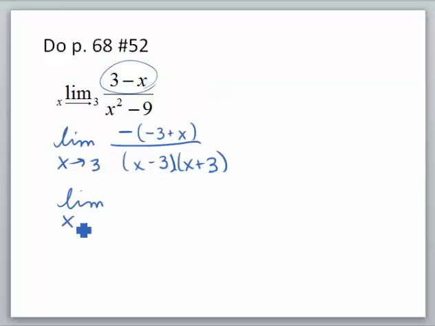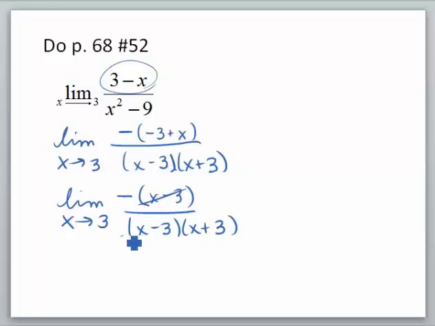So when I rewrite this problem, I get negative, and this is x minus 3, all over x minus 3 times x plus 3. And now I can cancel those two out. Plug in my 3, and I get negative 1 over 3 plus 3, which is a negative 1/6.